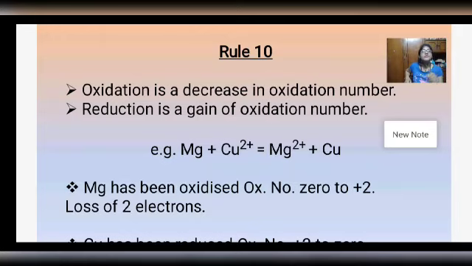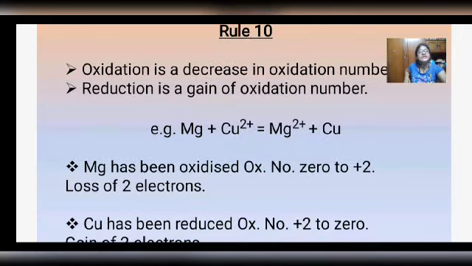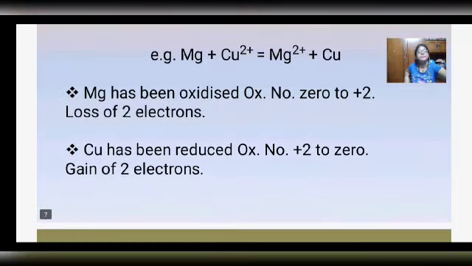So, magnesium from 0 is getting converted to magnesium 2 plus. That means its oxidation number increases from 0 to +2. That means magnesium is getting oxidized, and copper 2 plus is getting converted to metallic copper, that is an element. So, oxidation number from +2 changes to 0 in case of copper. That is, there is a reduction in oxidation number, which indicates that copper is undergoing reduction.